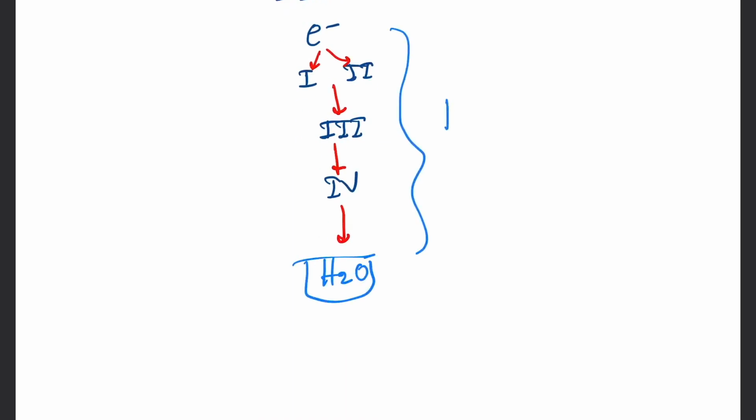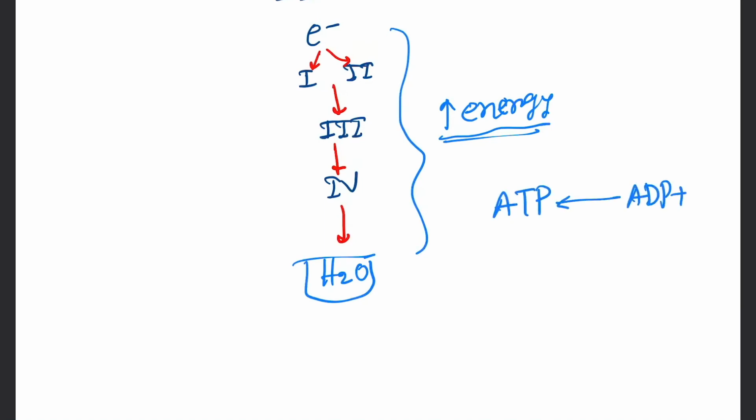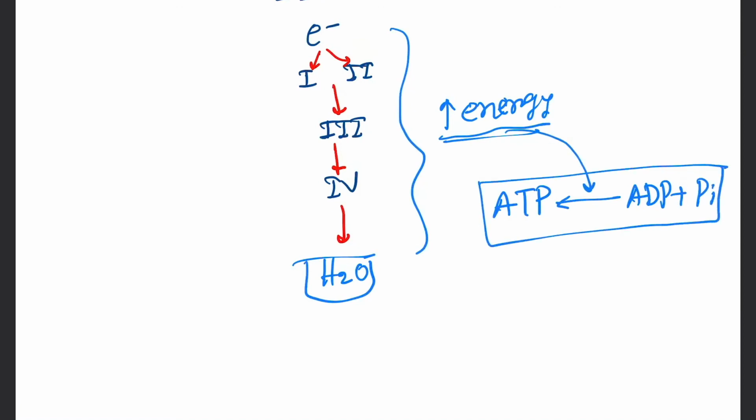So through this chain energy will be released, which will cause formation of ATP from ADP and inorganic phosphate. This energy will help to form ATP, and the reaction will be ADP plus inorganic phosphate, and this is called oxidative phosphorylation, which is occurring through complex 5, and we will discuss oxidative phosphorylation later. This reaction is done by the ATP synthase complex located in the inner mitochondrial membrane.